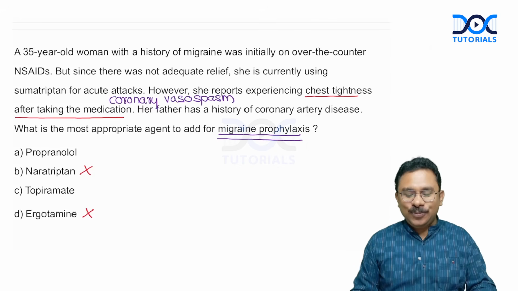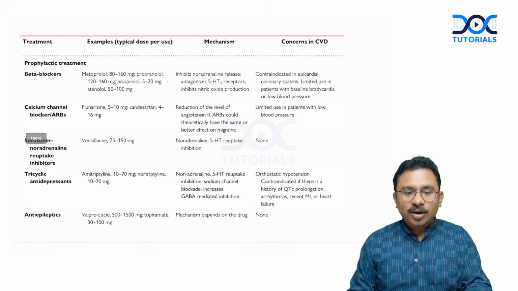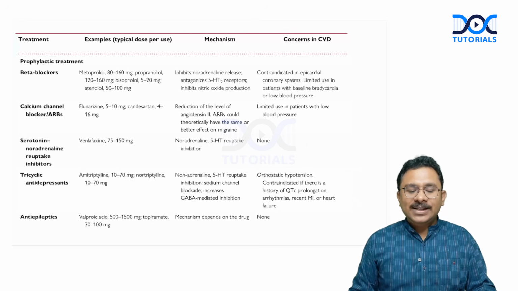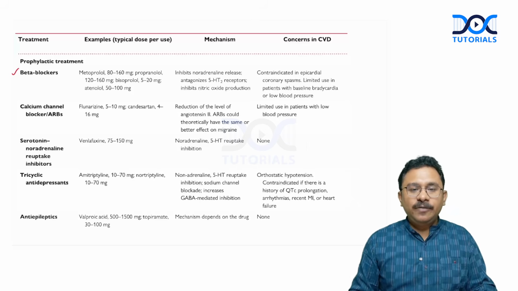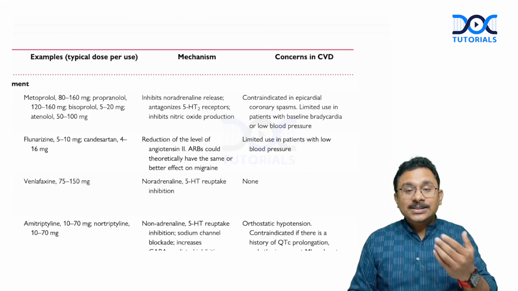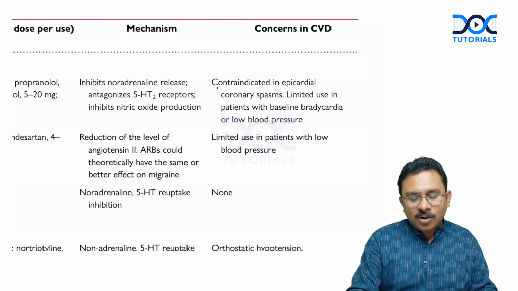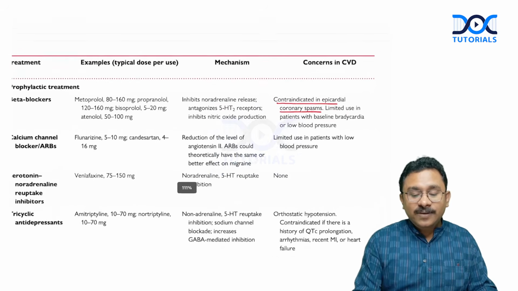Do you want a reference? Yes, let me show you. So you can see this. This is from the European Society of Cardiology document on the drugs for prophylaxis of migraine. And as always, beta blockers are a preferred choice. And you can see here the concerns in patients with cardiovascular disease. Beta blockers are contraindicated in patients with epicardial coronary spasms. Now, this is very, very important.